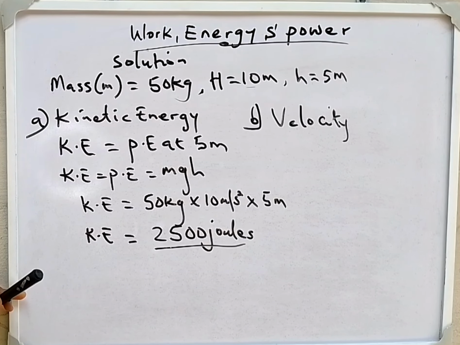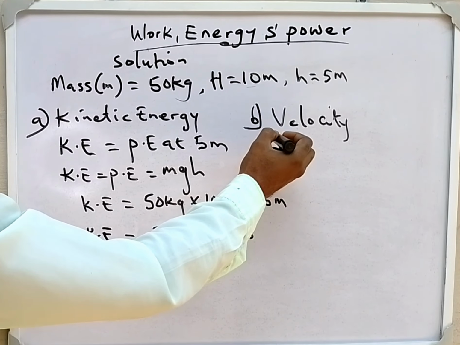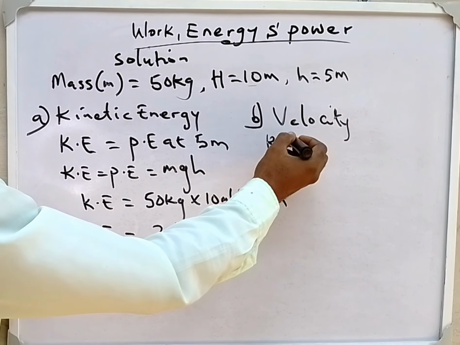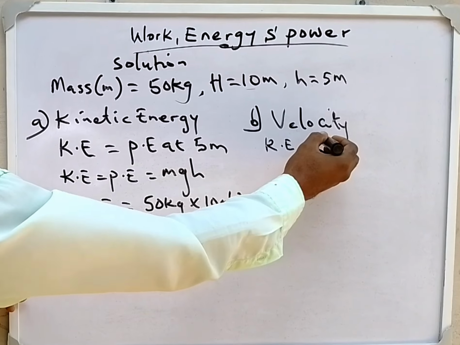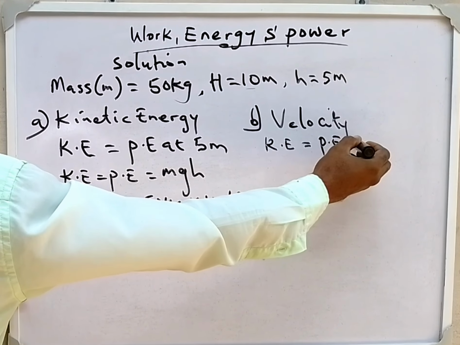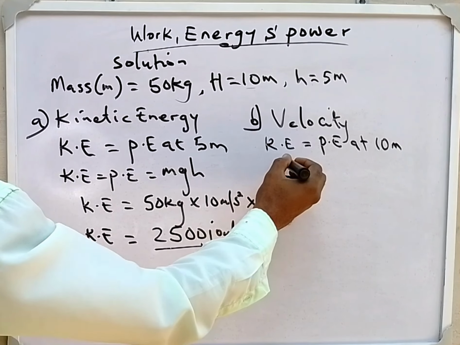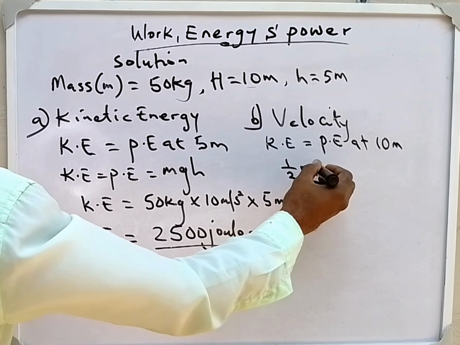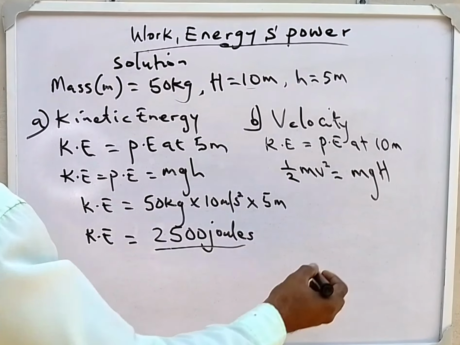But before hitting the ground, all the potential energy must have been converted to what? Kinetic. So we are going to say that the kinetic energy which the stone is going to use in hitting the ground must be equal to the potential energy at 10 meters. So we can write that 1 over 2 mv squared is equal to mgH.